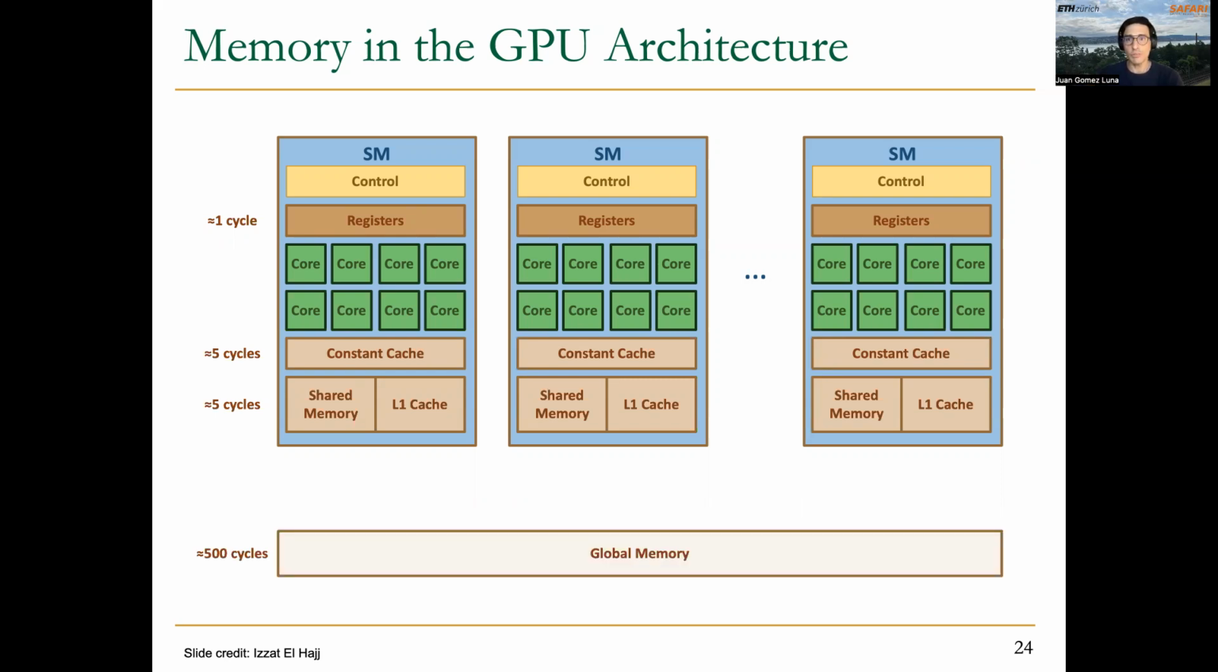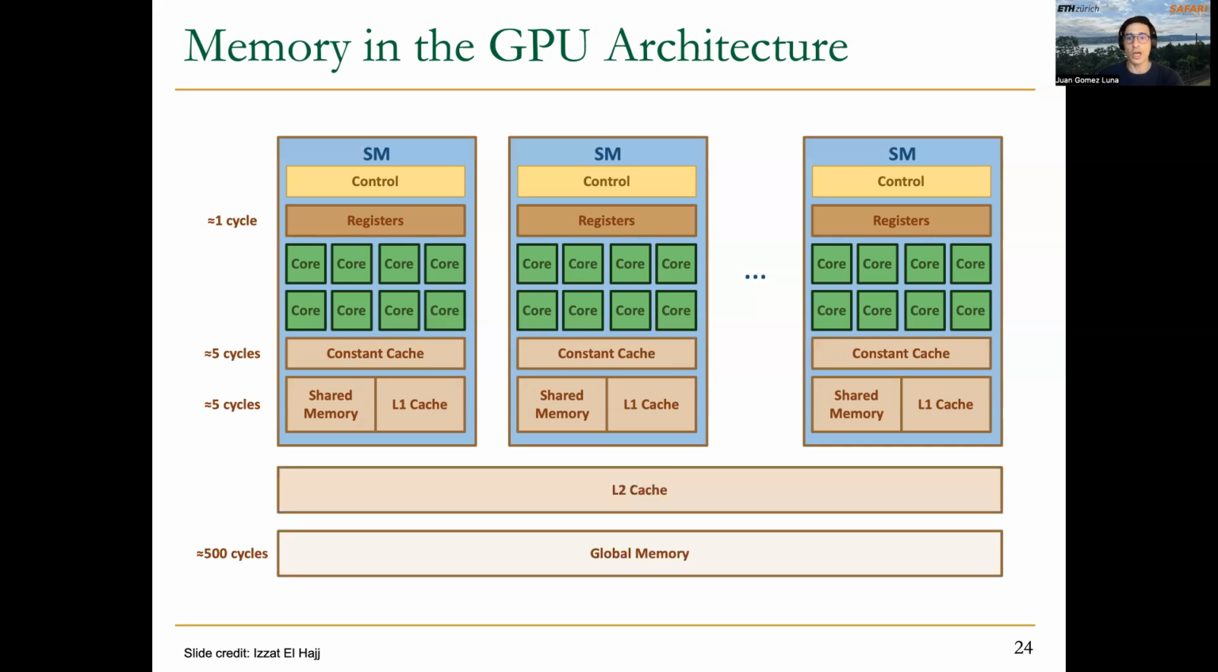If we go off-chip, we need to read from the off-chip DRAM that is called the global memory. Now the latency will be hundreds of cycles, for example, around 500 cycles. And in between the global memory and the SMs or the GPU cores, we have the L2 cache.